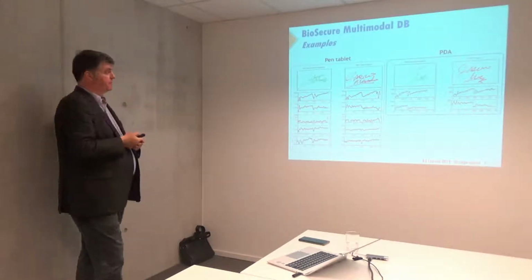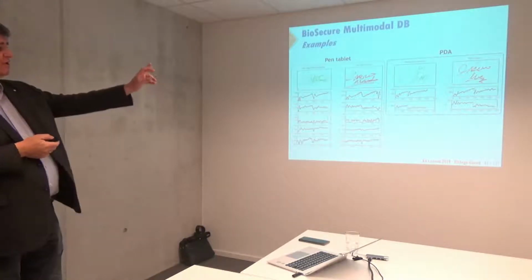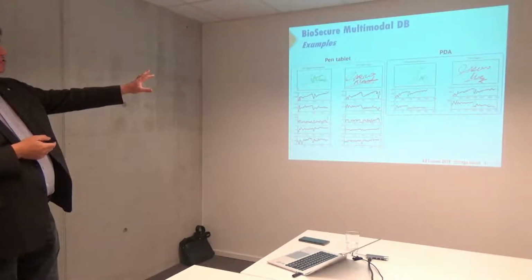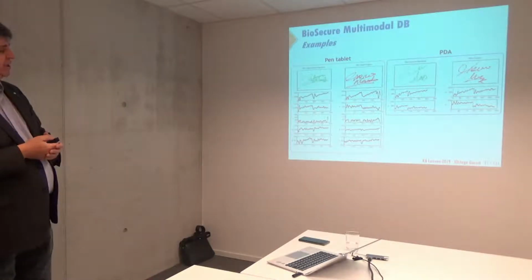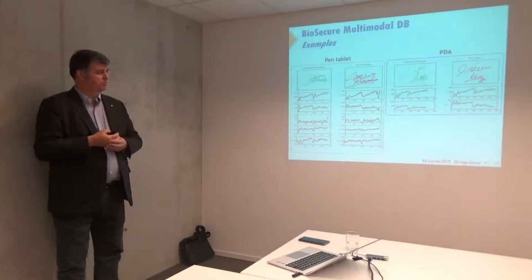Here you have some examples of forgeries. The green is the genuine, the red is the forgery. So you can see how people are attacking other people.